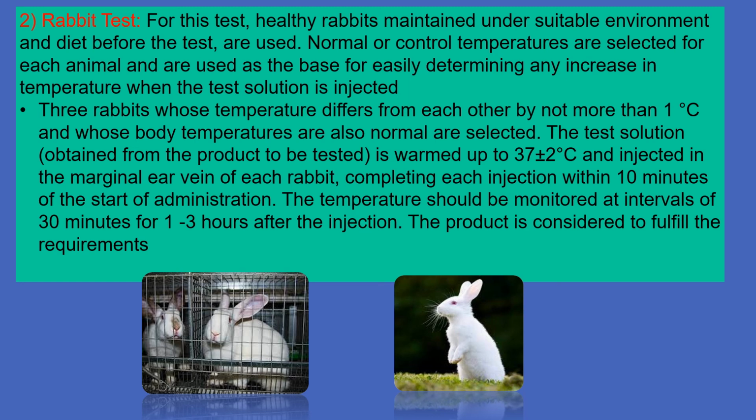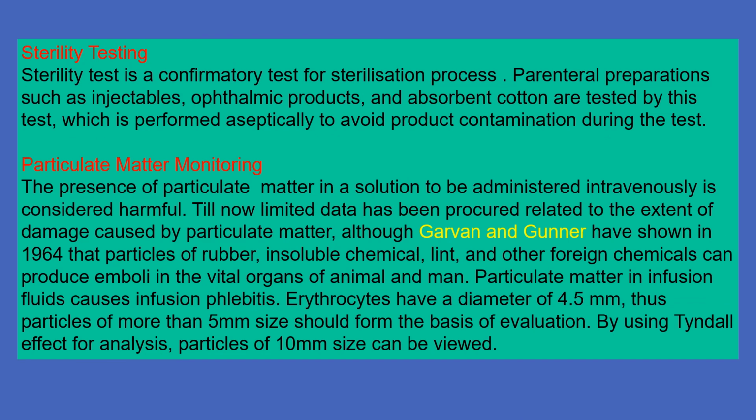Three rabbits whose temperatures differ from each other by not more than 1 degree and whose body temperatures are also normal are selected. The test solution is warmed up to 37 degrees and injected in the marginal ear vein of each rabbit, completing each injection within 10 minutes of the start of administration. The temperature should be monitored at intervals of 30 minutes for 1 to 3 hours after injection. The product is considered to fulfill the requirements if there is a temperature increase of not more than 0.5 degrees. Sterility testing.